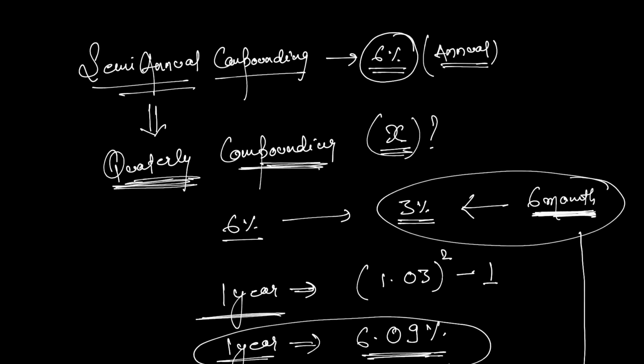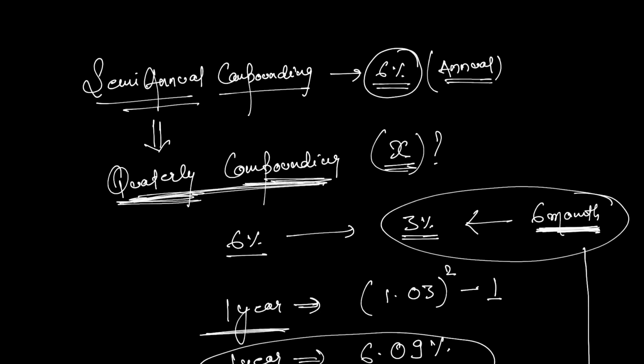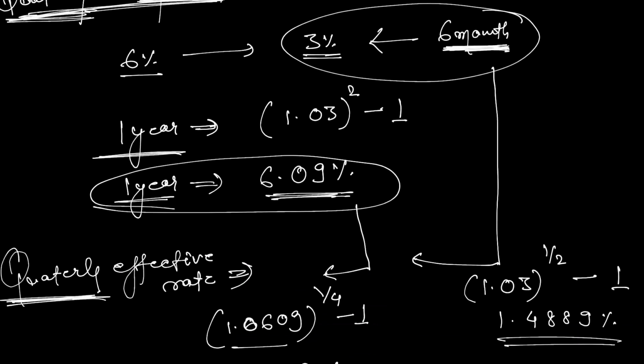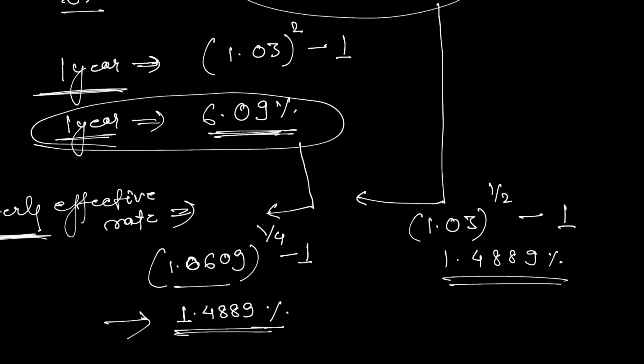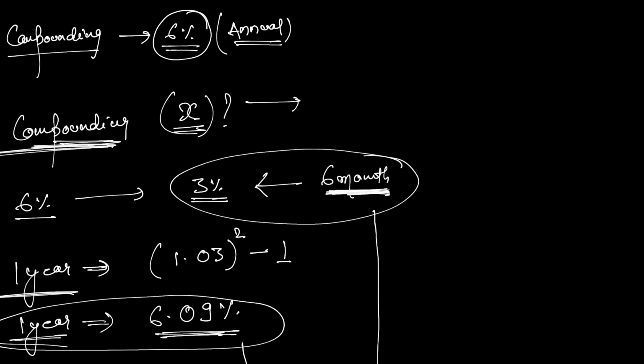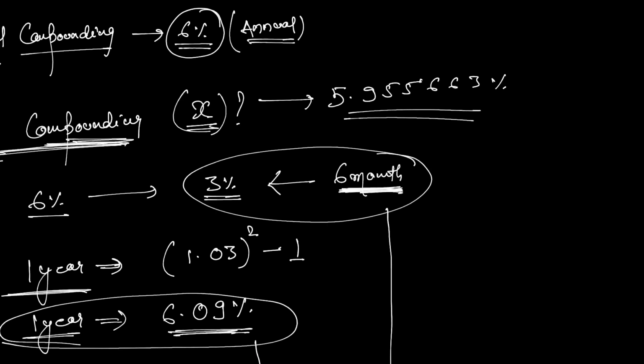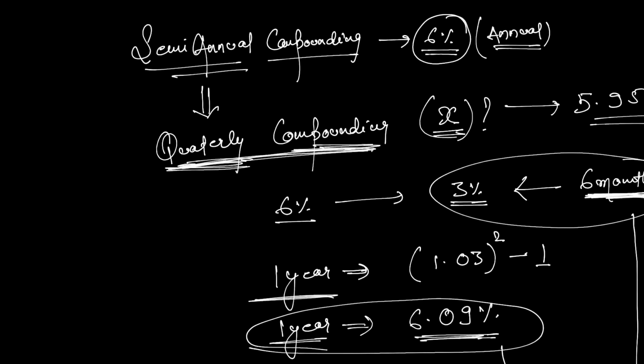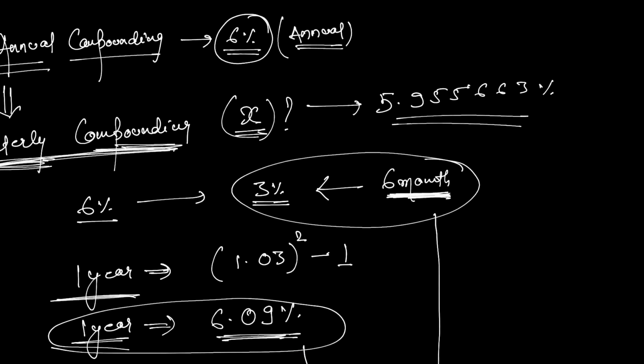But actually the quarterly compounded quoted rates are given in annual term. So you have to multiply it by what? 4. So you multiply it by 4. So actually this is somewhere around 5.955663%. Okay. So this is the quarterly compounded quoted rate.